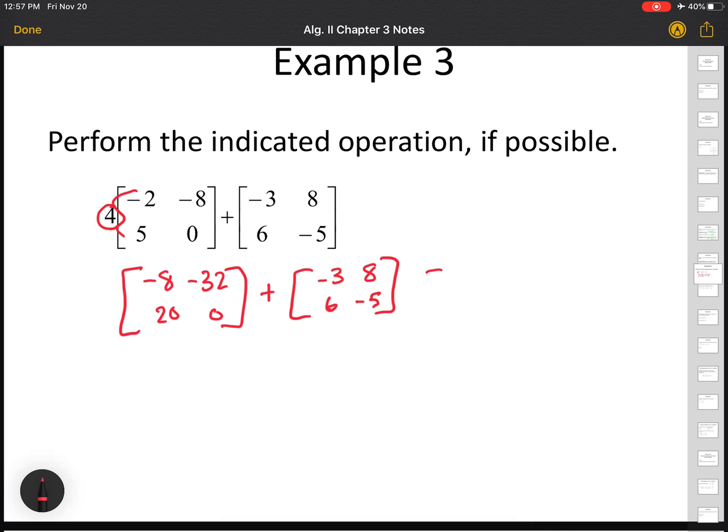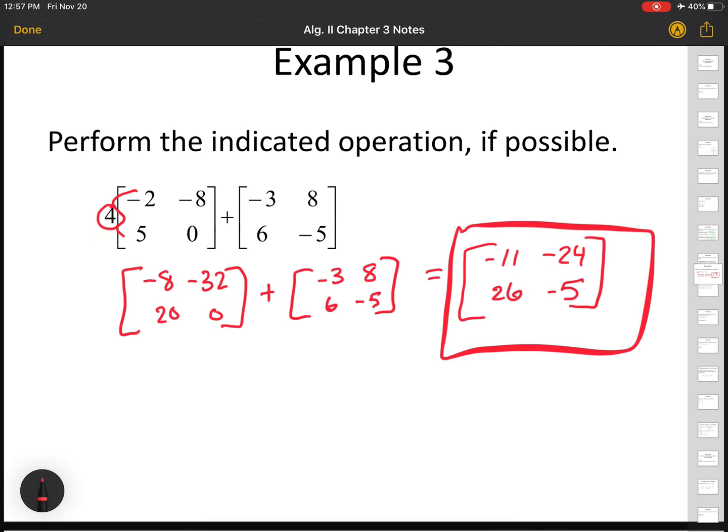So if I add my first elements together, -8 and -3 make -11. -32 plus 8 is -24. 20 plus 6 is 26, and 0 plus -5 is -5. So here's my resulting matrix after doing those operations on them.